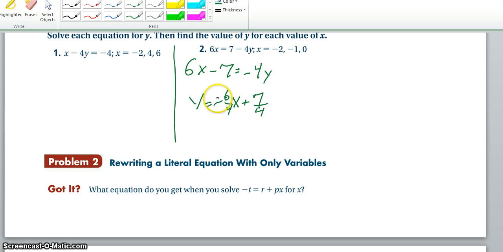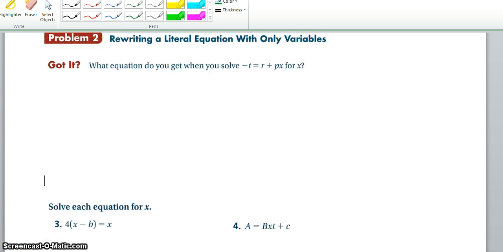And just for the fun of it, now I set it up isolated for the y, so y equals negative 6/4 x. We could reduce that to negative 3/2 x plus 7/4, but since all we have left to do is the 0, when I plug 0 in there for my x, it makes that 0. We get y is 7/4, and that as a mixed number is just 1 3/4.